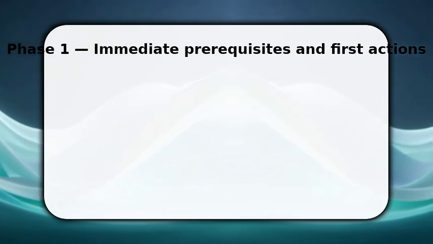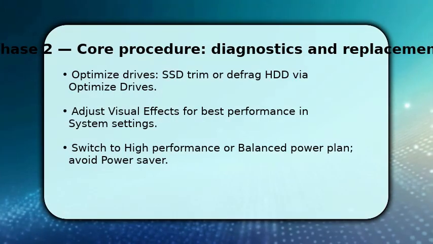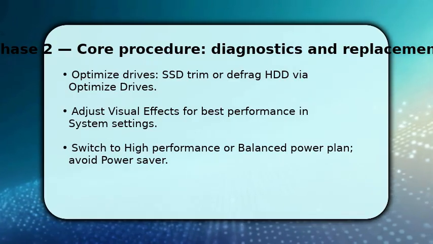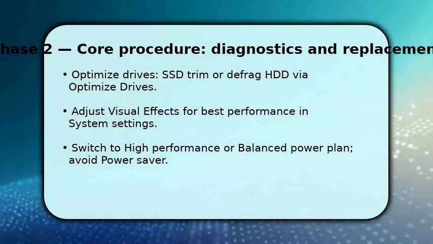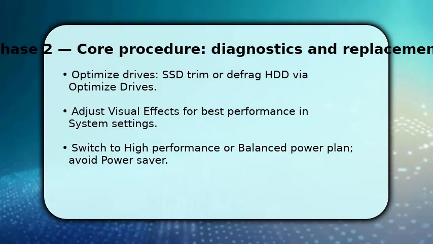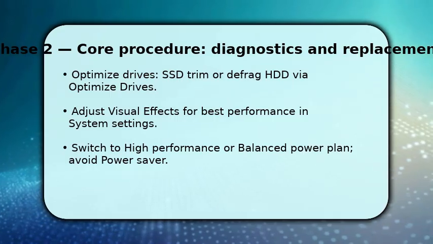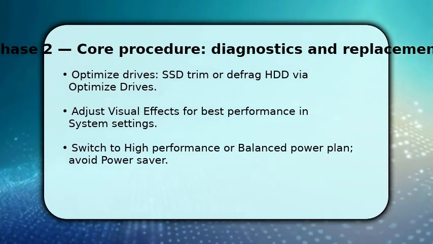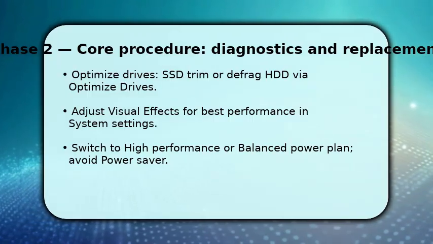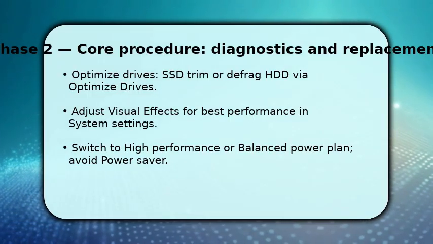Once the basics are set, optimize your drives. Run trim for SSDs or defrag HDDs using optimized drives, which improves access times. Then open System, Advanced System Settings, Performance, and adjust visual effects to prioritize performance. This reduces GPU and CPU overhead. Also change your power plan to balanced or high performance to prevent CPU throttling.